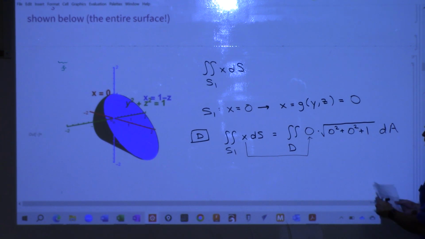This all turns out to be what? 0. Because any integral of 0 is 0. Double integral, triple integral, line integral, doesn't matter. We always get 0. So that tells me that we get 0 contribution from that back surface.